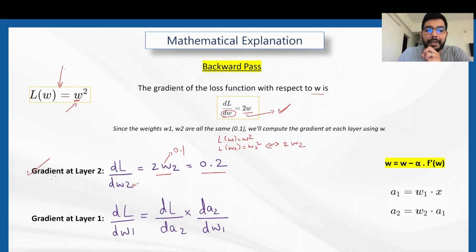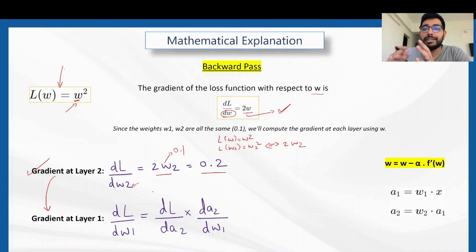Now propagating to the next layer, that is the previous layer, the first layer, we'll calculate the gradient using the same formula, that is the differentiation of the loss function with respect to W1, that is the weight of the first hidden layer.